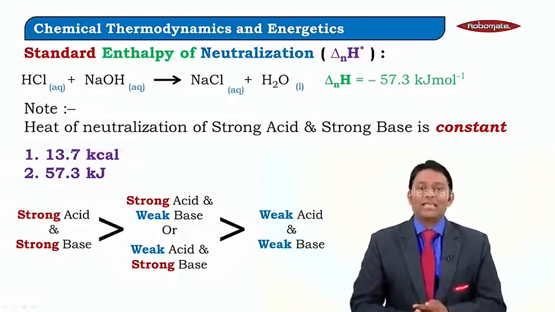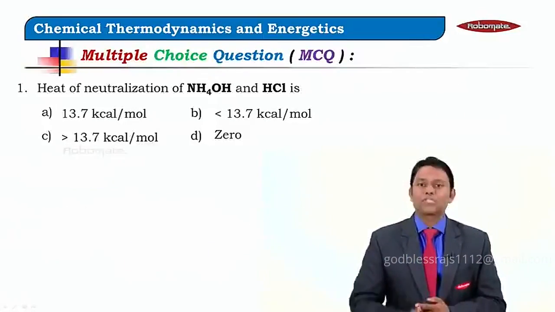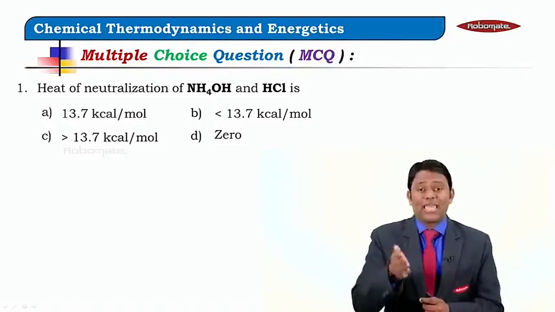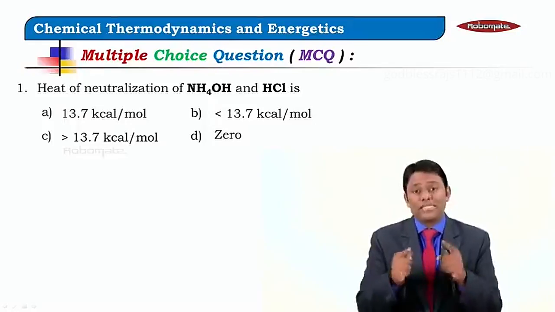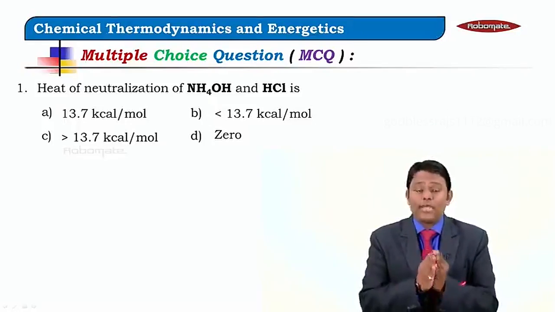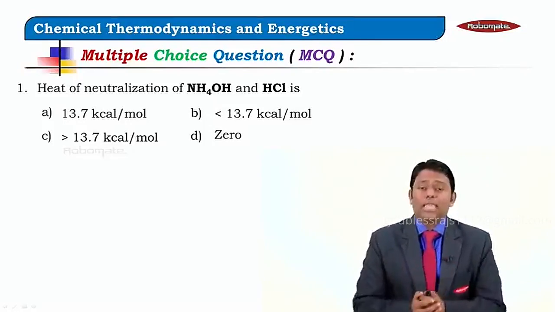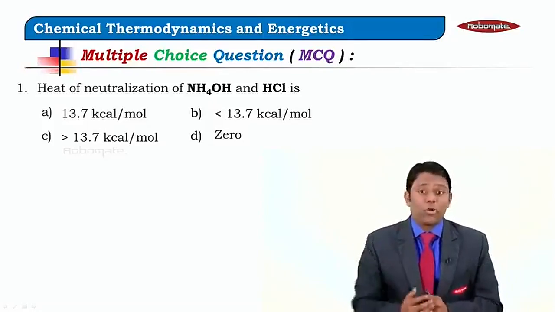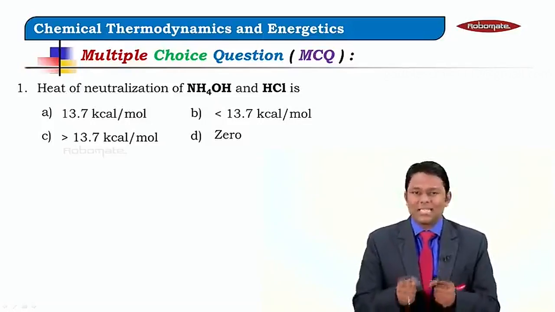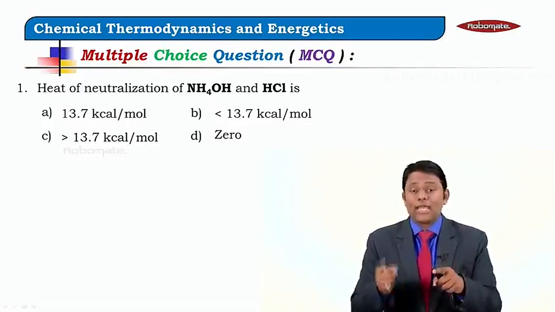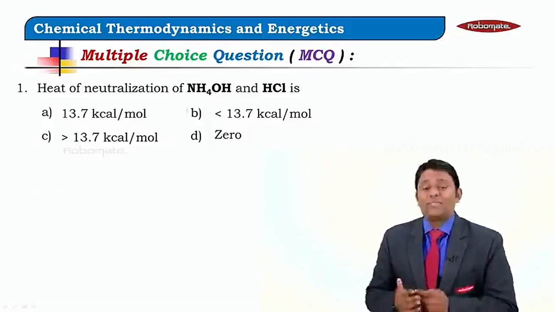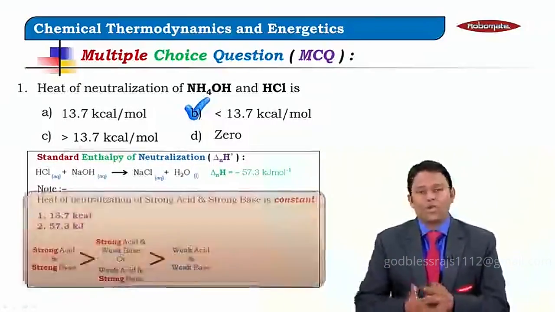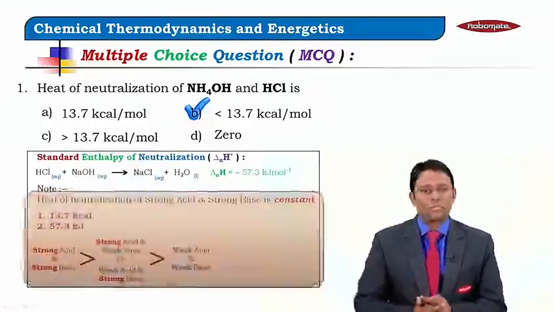Let's take that with the help of an MCQ. The first question says heat of neutralization of NH4OH and HCl is. Here we have to basically identify whether one of the components is strong or weak. Can I say in this question that HCl is a strong acid, NH4OH is a weak base, then in that case it is a reaction of strong acid and weak base. That means somewhere the answer will be less than 13.7 kilocalories per mole and the option is B.